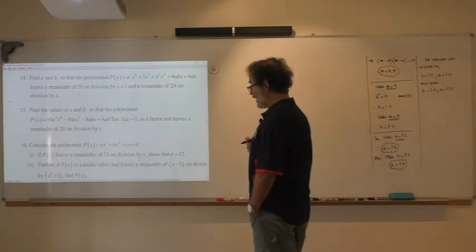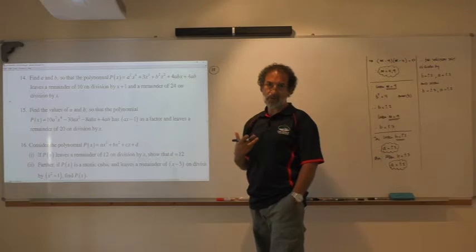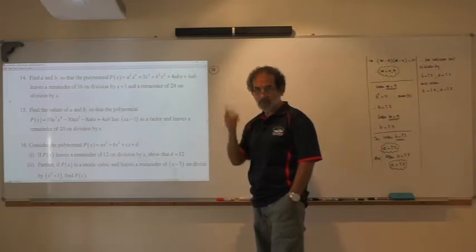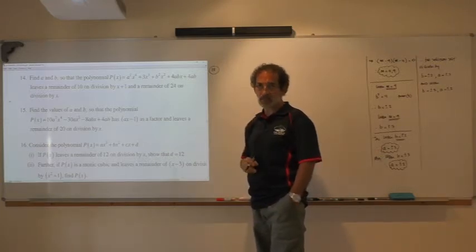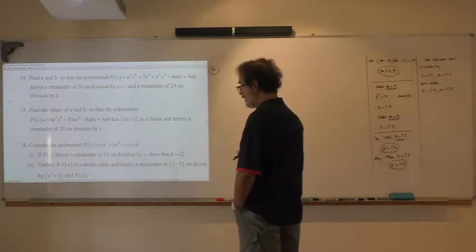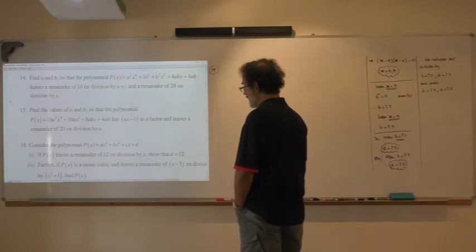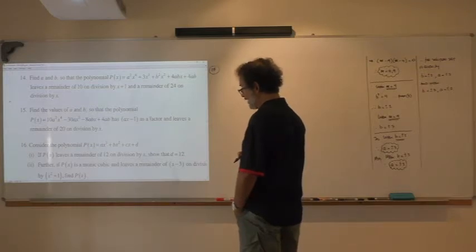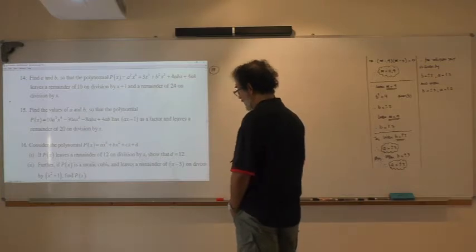find the value of A and B. You see, same sort of question. So find the value of A and B. So that's it, simultaneous equation. So that the polynomial p of x equal to 10a squared x to the 4 minus 30ax cubed and so on has ax minus 1 as a factor and leaves a remainder of 20 on division by x or x minus 0.